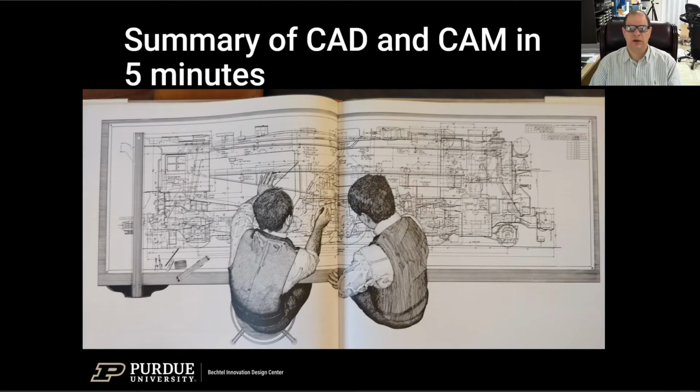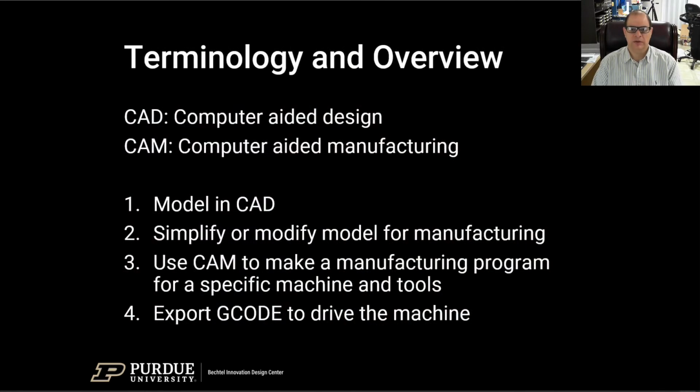Hi everyone, I'm going to try and do a summary of all CAD and CAM in about 5 minutes for you and take you through the resources and so on that the center can provide. So, firstly, the terminology. CAD is computer-aided design. CAM is computer-aided manufacturing. The usual workflow is you would model something in your CAD package.